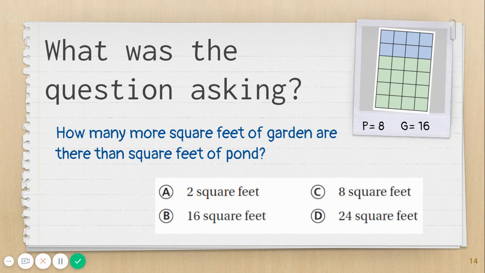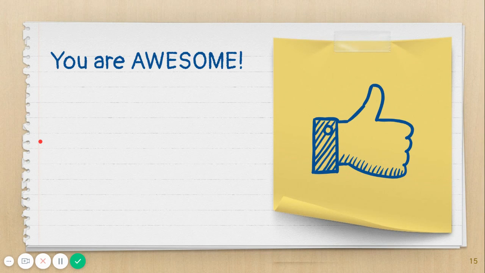What operation do we need to solve? If you said subtract, you are correct, because we want to know how many more. This is a comparison. 16 take away 8 equals 8. So the garden is 8 more square feet than the pond. Very good. You did awesome today.